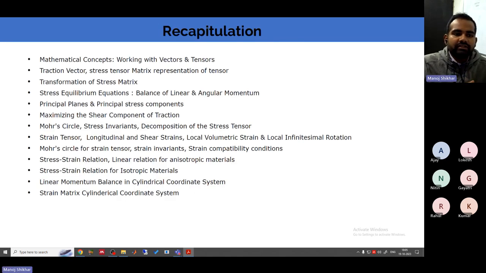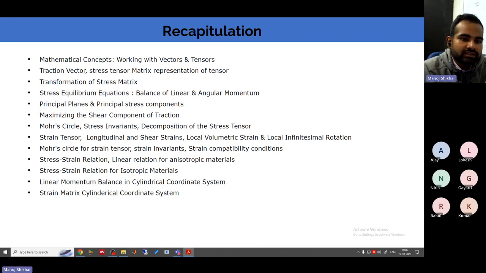This subject dealt with many new concepts. We started with working with vectors and tensors. Then we discussed what the traction vector is, what the stress tensor is, and the matrix representation of this tensor. Then we looked at the transformation of the stress matrix. We discussed stress equilibrium equations, the balance of linear and angular momentum.